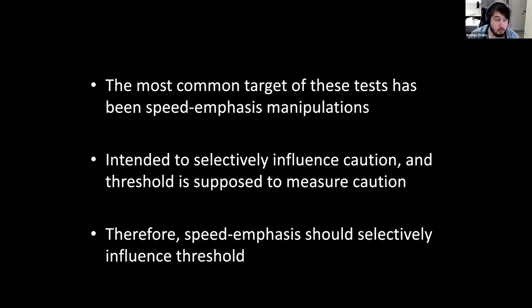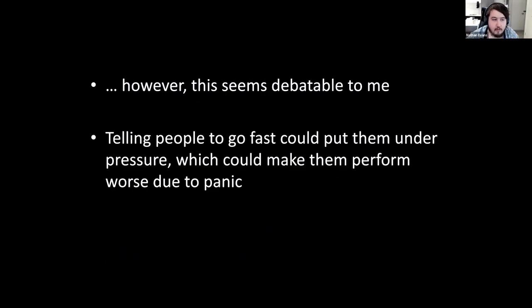And because thresholds are also supposed to measure caution, so they both map onto the same construct, the logic people have come up with is speed emphasis instruction should selectively affect thresholds, right? But this isn't necessarily the case, I think, right? Telling people to go fast could put them under pressure. Which could make them perform worse due to panic, right?